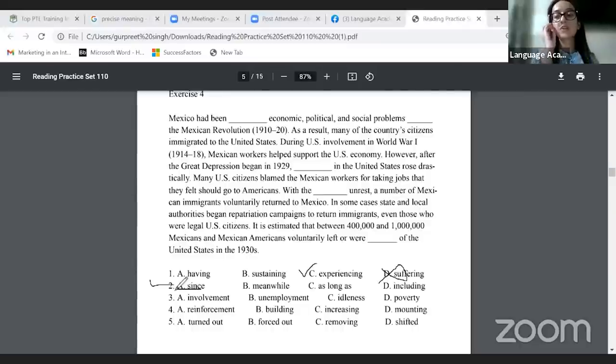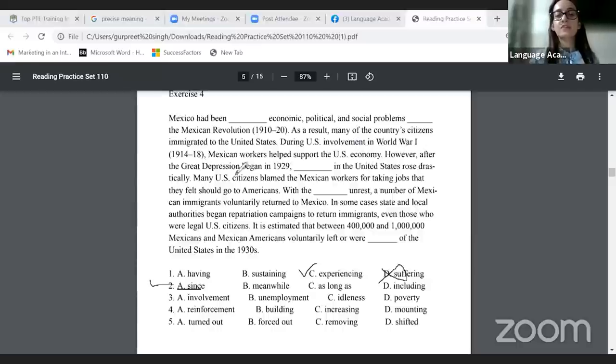Meanwhile is used when you say that there was World War I happening. Meanwhile, India was suffering from polio. So it means when at the same time something else was happening, then at the same time in the other place there were other things happening. That is the meaning of meanwhile. As a result, many of the country's citizens immigrated to the US during the US involvement in World War I. Mexican workers helped support the US economy.